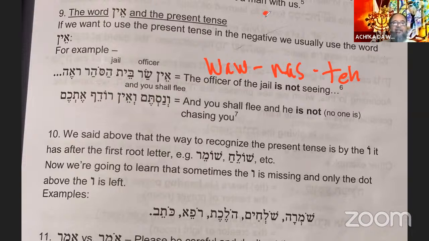Where's the he at? And you shall flee, and he is not. No one is chasing you. Well, you know it's a he simply because this rodef right here is the verb of chasing. But we know that it's in a what? Rodef. That means he. It's not rodefa, it's rodef. And ethkim here again tells us the eth is a direct object marker pointing directly to the kim.